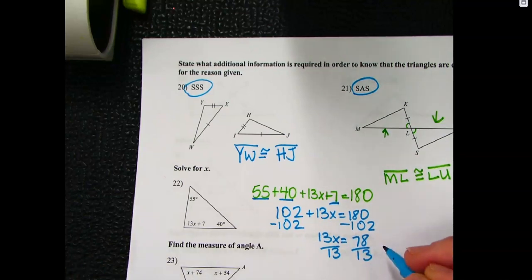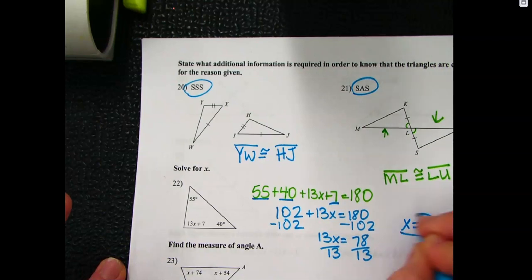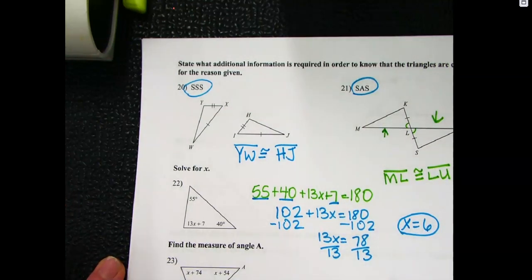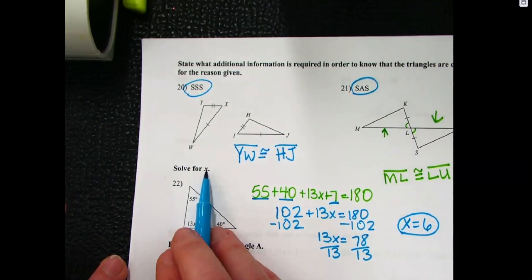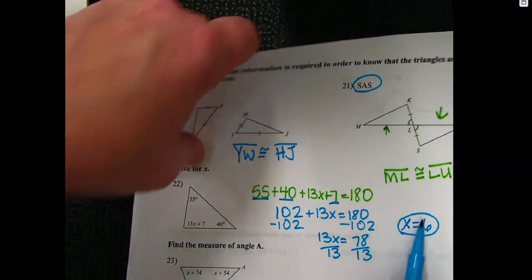78 divided by 13 is 6. So x equals 6. That's all there is to that one. It just wants you to solve for x. We did that, so we're good to go.